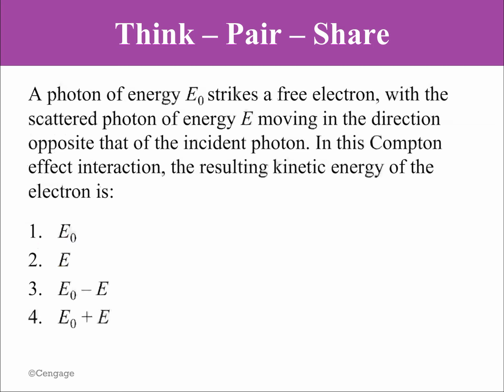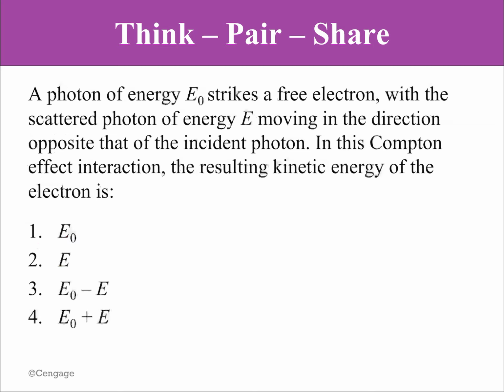A photon of energy E naught strikes a free electron, with the scattered photon of energy E moving in the direction opposite that of the incident photon. In this Compton effect interaction, the resulting kinetic energy of the electron would be what? All right. So think about the equation.